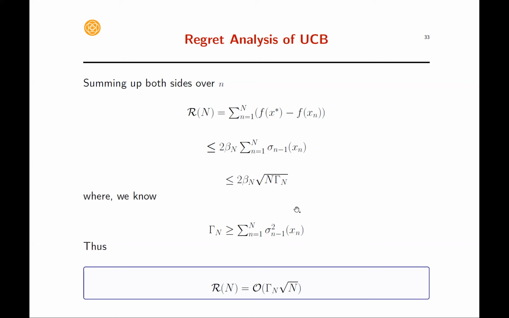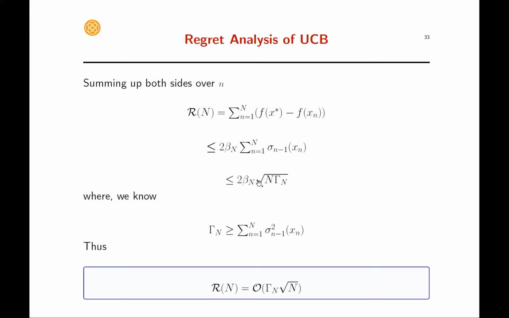Okay, the other piece that completes the analysis of UCB, which is shown in this paper by Srinivas et al. in 2010, is that the summation of conditional variances, the variance at each point conditional on all the previous observations, is upper bounded by gamma_n, which is the same gamma_n, basically the complexity of the function class. From here to here, we use the Cauchy-Schwarz inequality, bounding the summation of standard deviations with the square root of n times the summation of variances. So we get to this upper bound on regret.